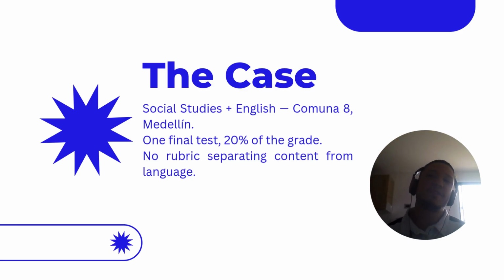This is a real kind of case in schools that integrate social studies in English, like the one where I started my own research in Comuna 8, Medellín. A teacher builds a unit about local social conflicts and human rights. Students read short texts in English, learn key vocabulary, and at the end they take one written test worth 20% of the grade. The test mixes context knowledge and English use with no rubric that separates the two.